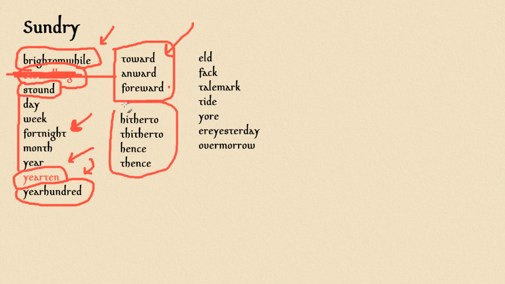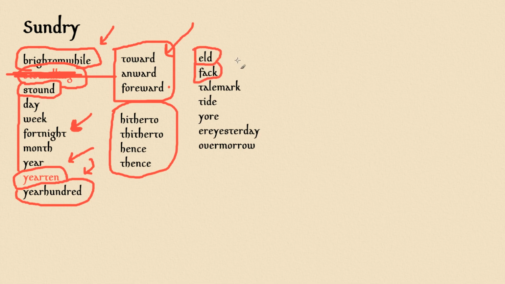These words, you should be somewhat familiar with them. Hitherto means up until now. Thitherto means up until then. Hence means from now, and thence means from then. But hence and thence can also mean other things. They can refer to location rather than time. Eld means basically period or age.